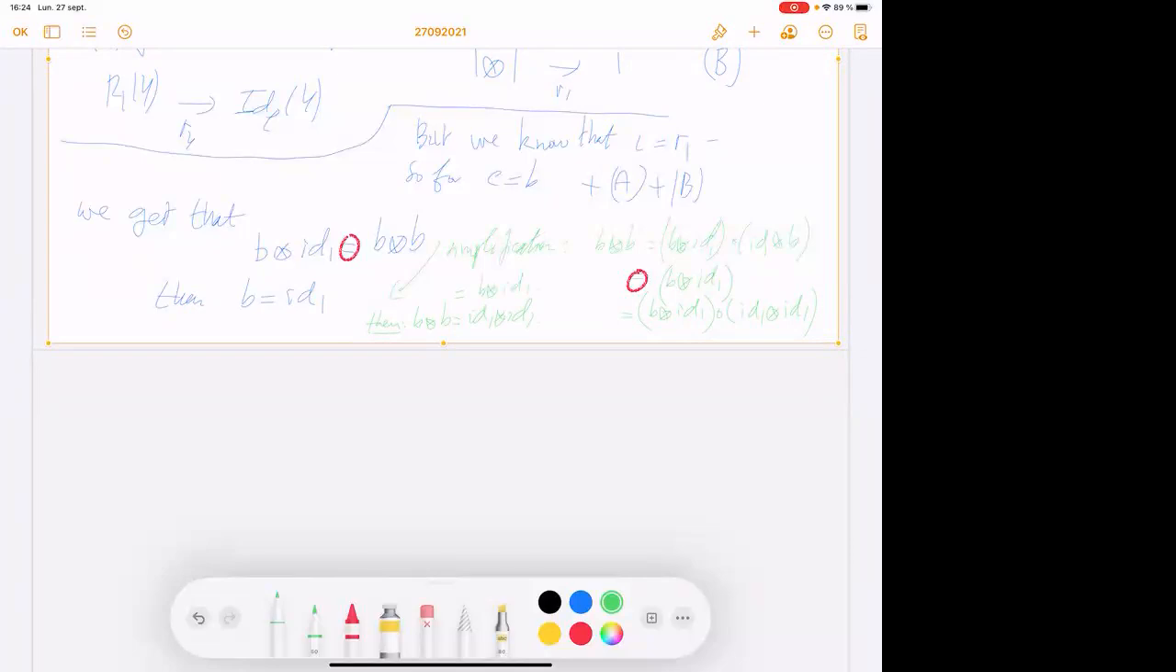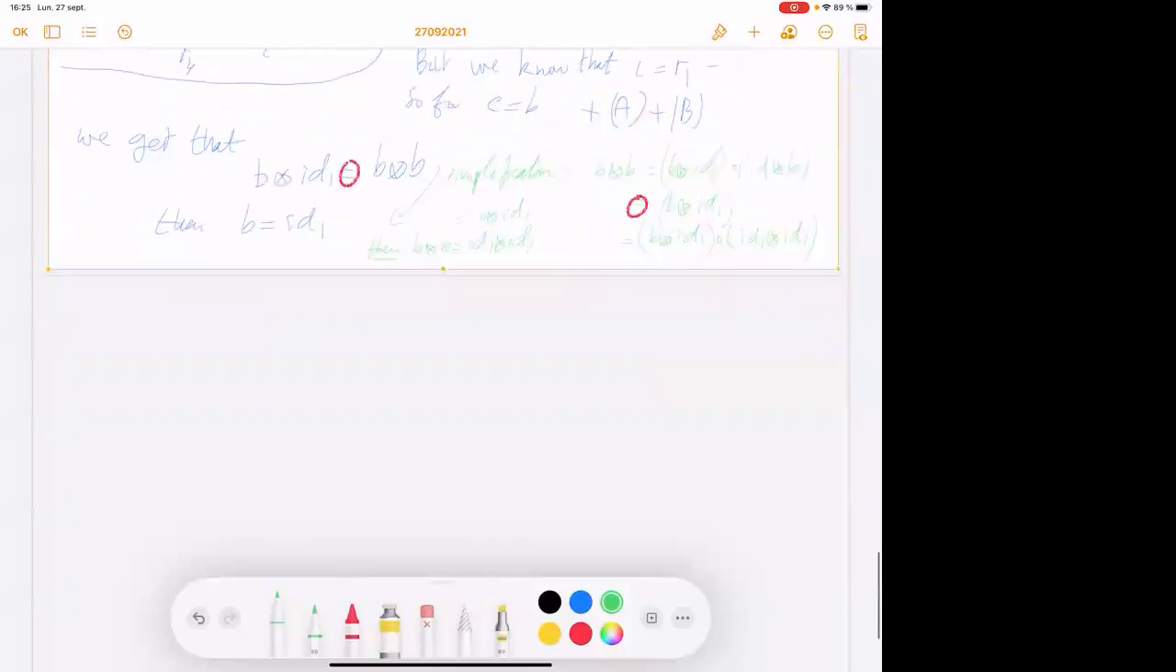And then we can apply the fact that we have an equivalence of category. So then by equivalence of category, we apply the inverse on the morphism, and then we get that. So it's a bit of a mess.